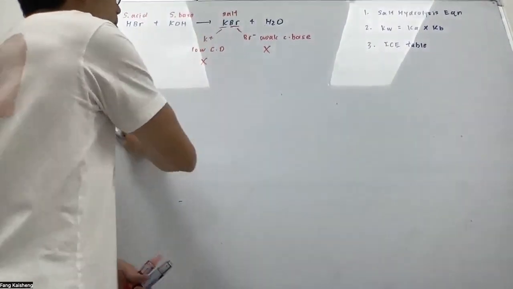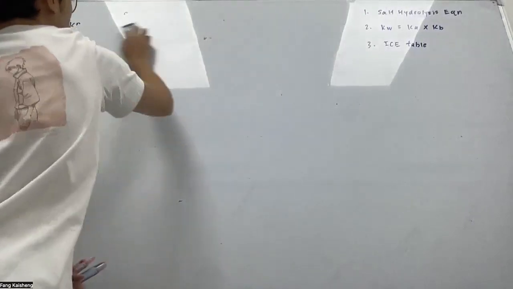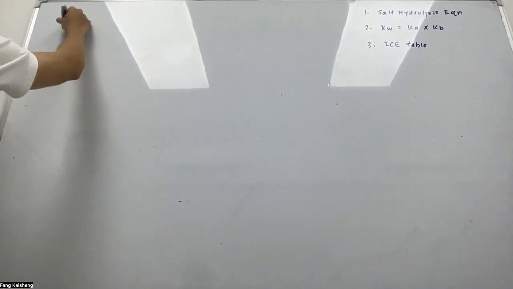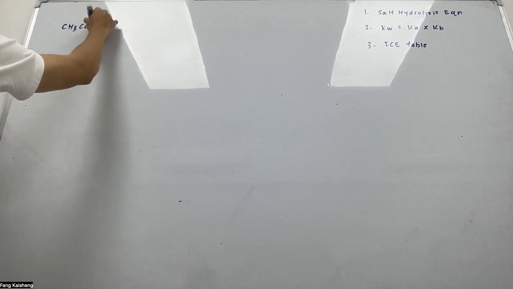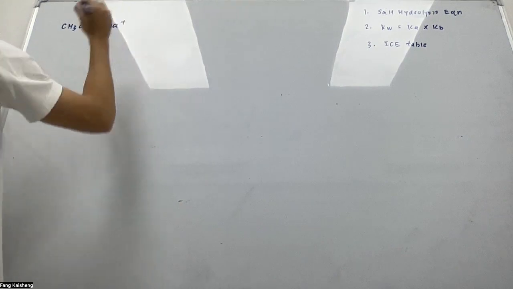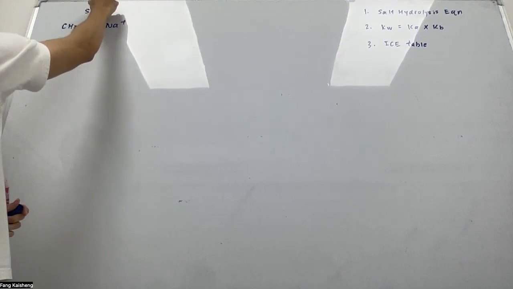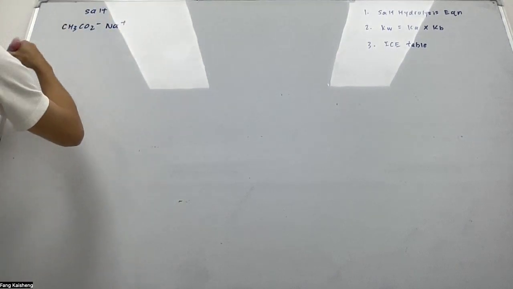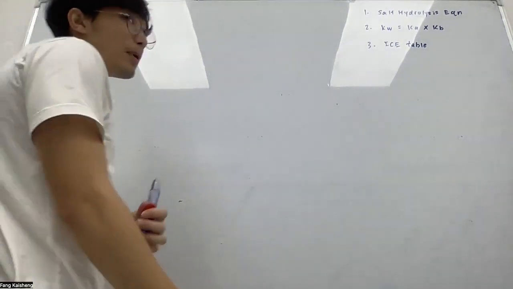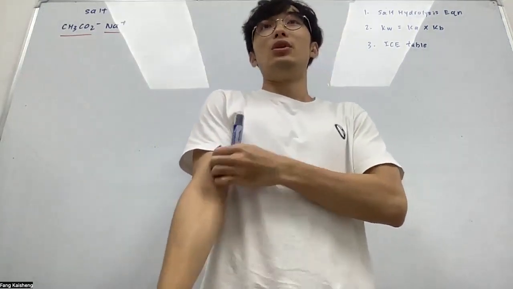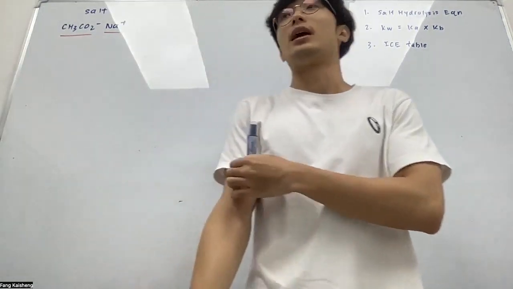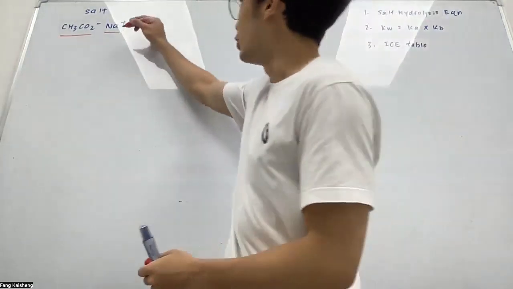Guys, can you tell me the full formula of this salt? CH3CO2 minus. Just look at the salt. This is the salt, and it's made up of two ions, right? Does Na plus undergo hydrolysis? No, we don't have to justify that here. It's just the calculation portion, so don't care about this one.